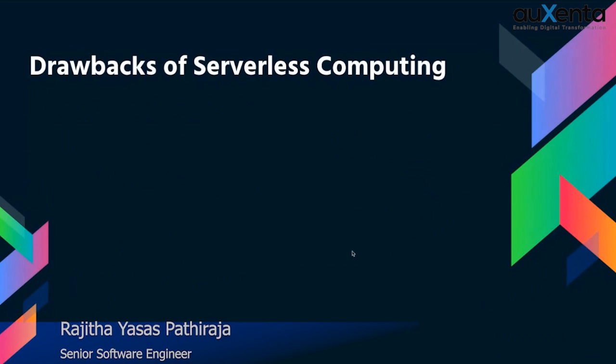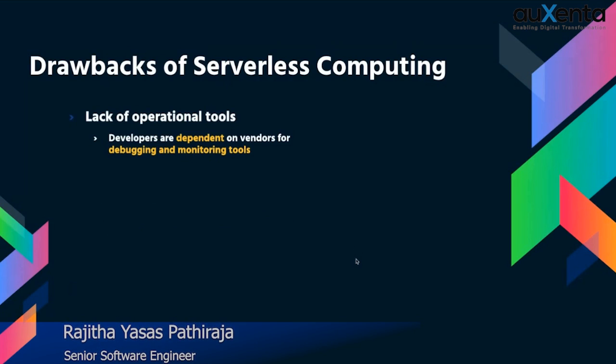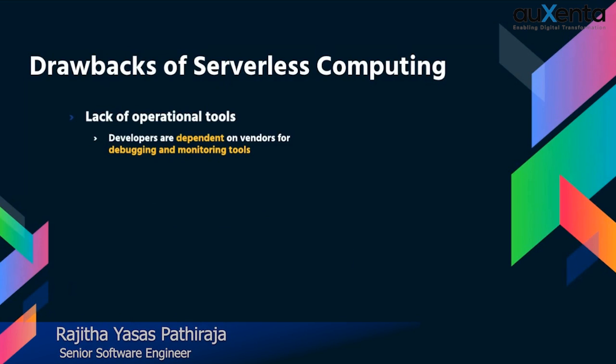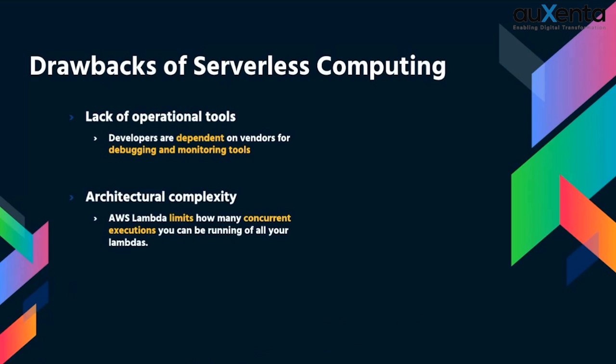So another drawback of serverless computing is lack of operational tools. That means developers depend on the vendors for debugging and monitoring tools. Also, debugging a distributed system is difficult and usually requires access to a significant amount of relevant metrics to identify the root cause. Next, architecture complexity. I'm going to take a look at AWS Lambda as an example.